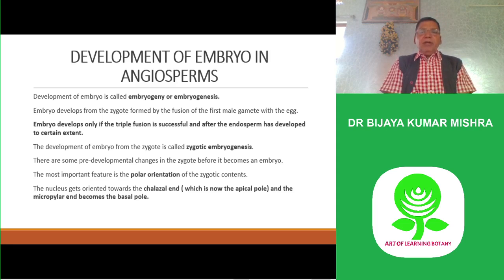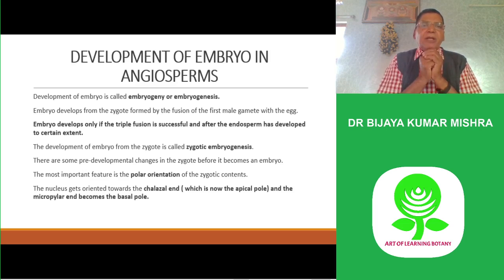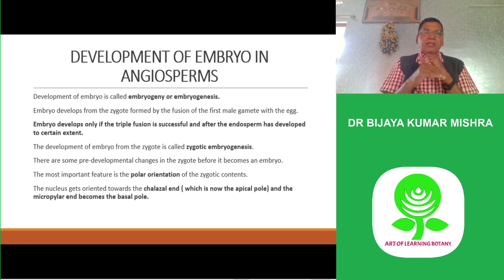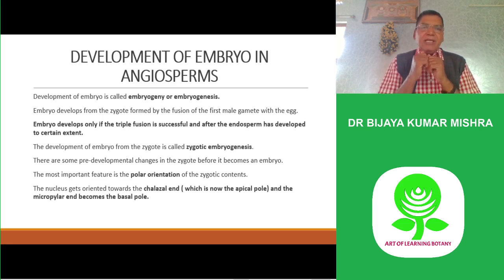Now the development of embryo from the zygote is called zygotic embryogenesis, and there are some changes before the zygote develops into the embryo. So what are the changes? There is a polar orientation. Now the nucleus of the zygote will move towards the apical region, the chalazal end. The chalazal end of the ovule becomes the anterior end, and the micropylar end will become the posterior, the basal end.